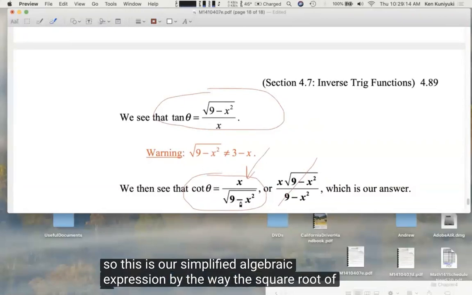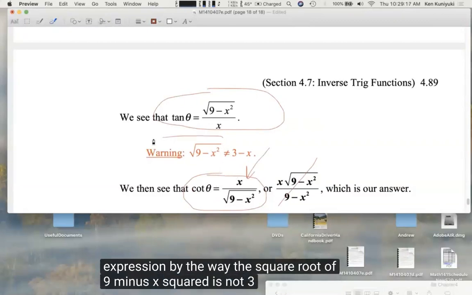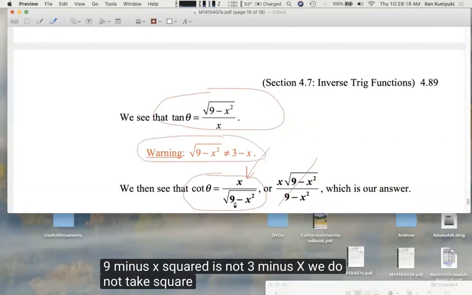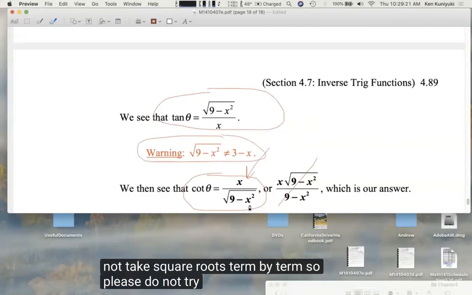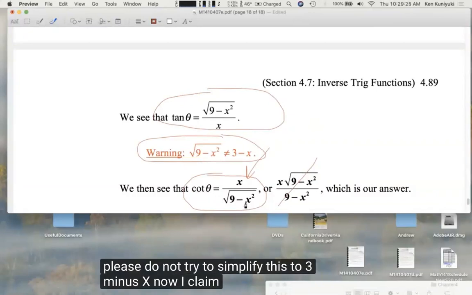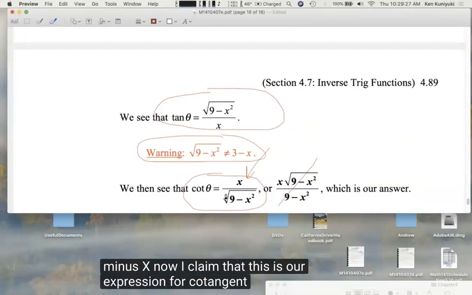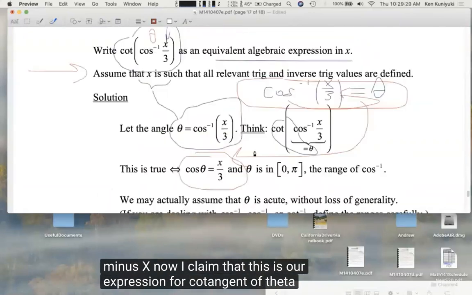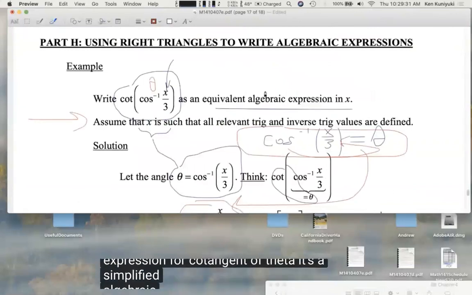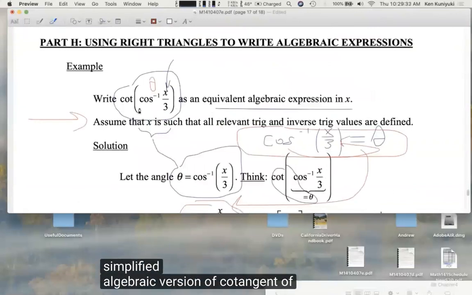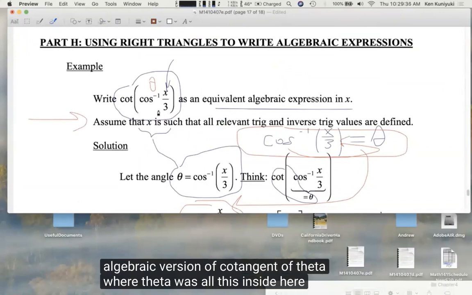By the way, the square root of 9 minus x squared is not 3 minus x. We do not take square roots term by term. So please do not try to simplify this to 3 minus x. Now I claim that this is our expression for cotangent of theta. It's a simplified algebraic version of cotangent of theta, where theta was all this inside here.